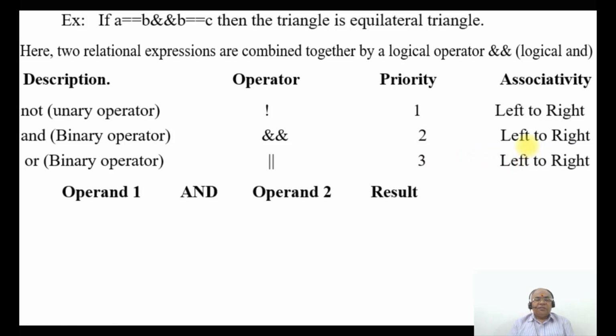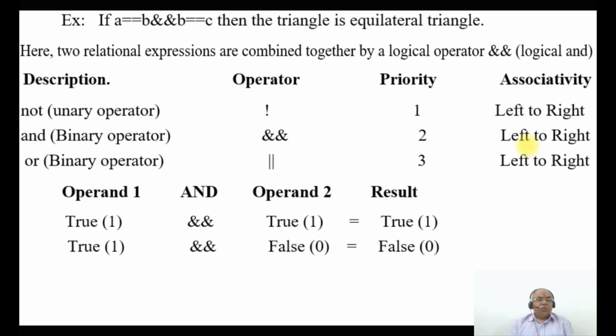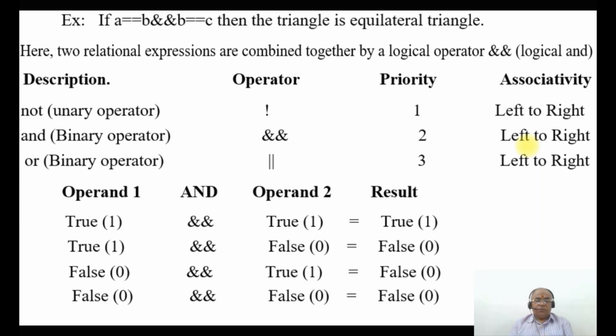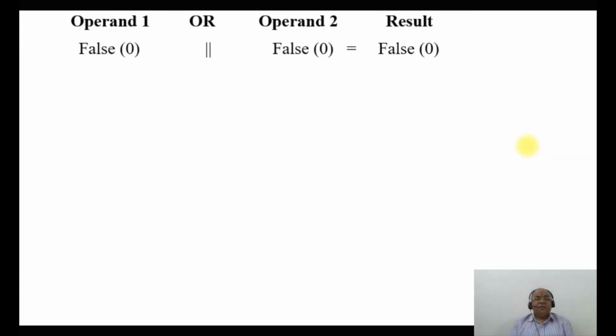Operand 1 and operand 2, what is the result you are going to get? True, 1 and true, 1: 1 and 1 is always 1, so it is true. 1 and 0, that is true and false, is always false, so 0. False and true is always false, so 0. False and false is always false, so 0. So these are all the conditions which you should remember when you are trying to analyze the problem. Then operator 1, operator 2 and the result.